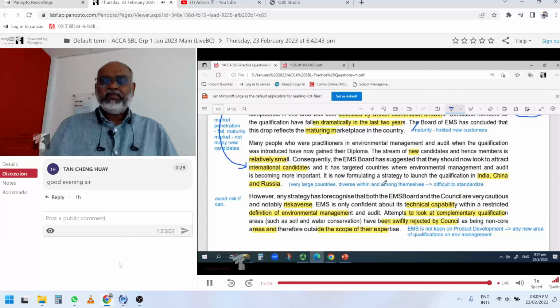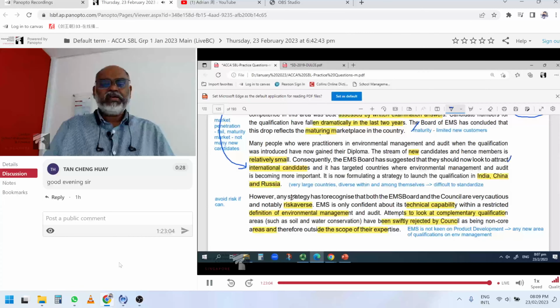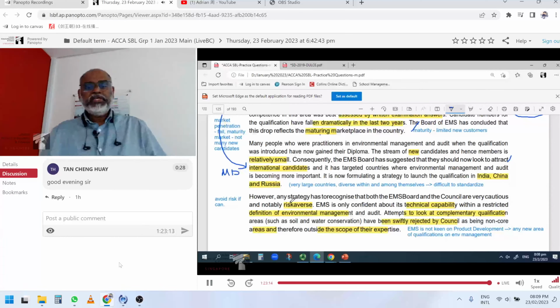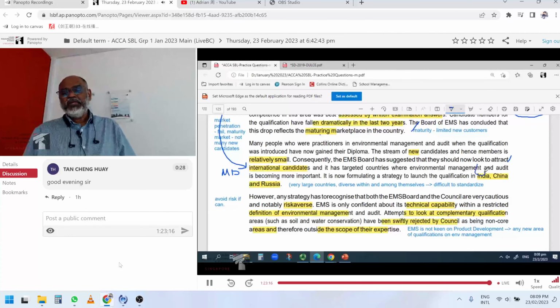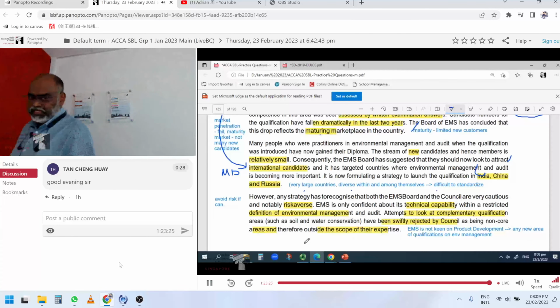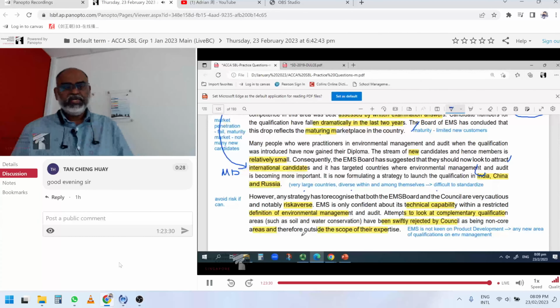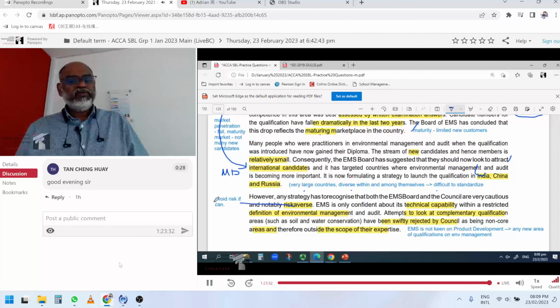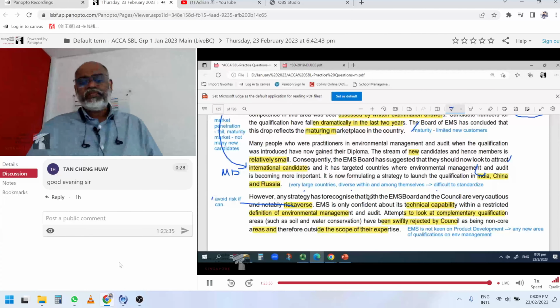Consequently, the EMS board has suggested that they should now look to attract international candidates. So basically what they're doing now, they want to do market development. But unfortunately, they are targeting 3 countries: India, China and Russia. All 3 countries are very large, diverse and difficult to standardize. Notably, any strategy has to recognize that both the EMS board and the council are very cautious and notably risk averse. What's the meaning of risk averse? They want to avoid the risk.